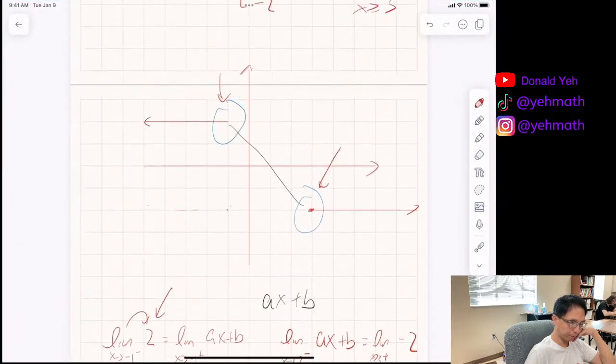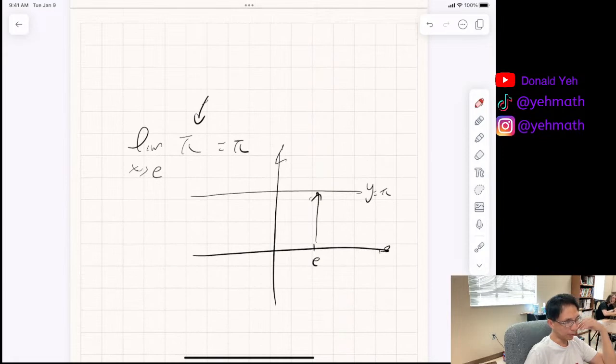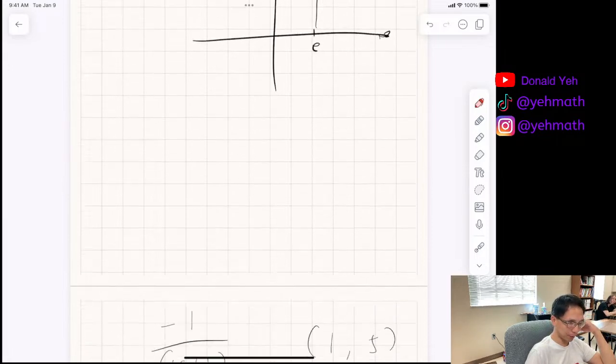Okay, now next one. Like this one: the limit of x plus e as x approaches pi is equal to pi. This is on the test. Why? Because if the y value is pi, it doesn't matter what x value is approaching, it's always pi. So think about that. You have to understand those simple things.